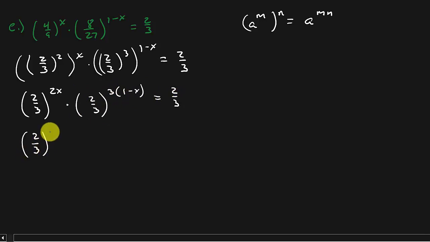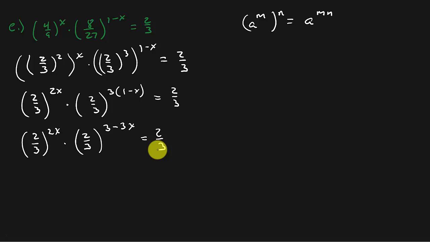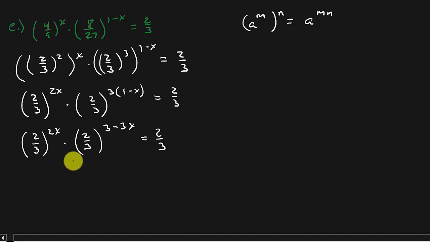And so that's 2/3 to the 2x times 2/3, and all I'm doing from this step to this step is I'm going to distribute the 3 minus 3x, and that equals 2/3. All right, so we're not quite there yet, but we're getting there. So this, well, I can handle this. This is what? 2/3 to the 2x plus 3 minus 3x equals 2/3.